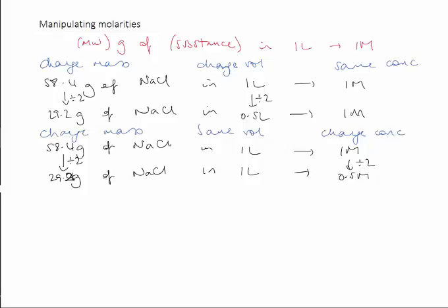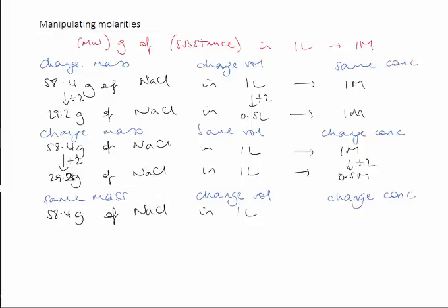Now this one's a bit more complicated. So if we keep the same mass, then we change both the volume and the concentration. So let's say we've got our 58.4 grams of NaCl in 1 litre, giving us 1 molar.